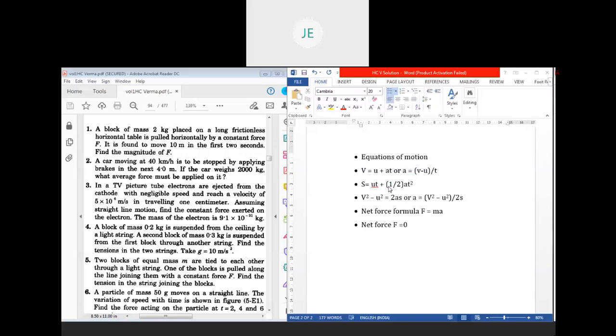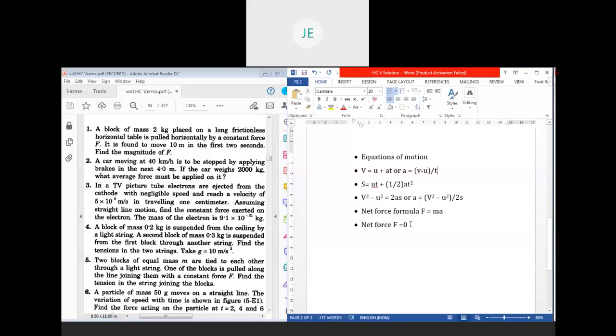That is also there, but we will not be using that much here. And the net force formula: F is equal to ma. And net force F is equal to 0. Why? When the body is at rest, the net force F is equal to 0.